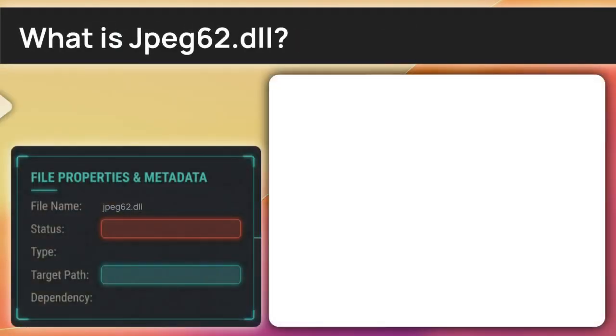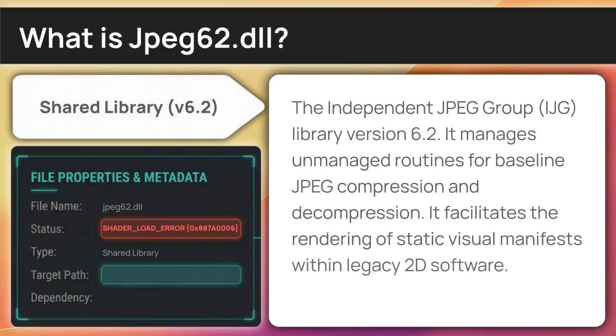This is the jpeg62, the Independent JPEG Group IJG Library version 6.2. It manages unmanaged routines for baseline JPEG compression and decompression. It facilitates the rendering of static visual manifests within legacy 2D software. Now that we've covered what the file does, let's jump into our first fix.